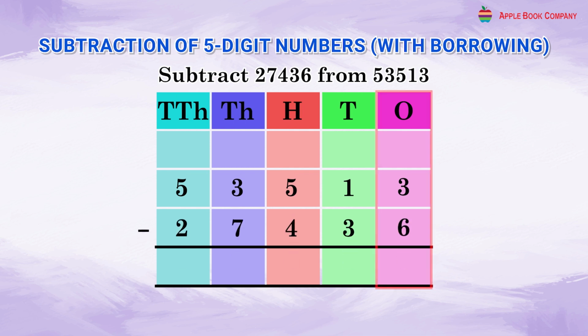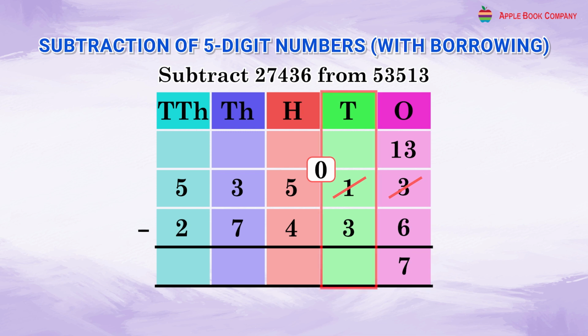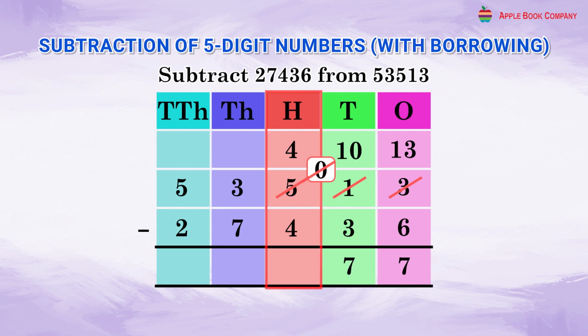Step 1. Subtract ones. 3 minus 6. Let's borrow 1 from tens place. So 1 becomes 0 and 3 becomes 13. 13 minus 6 is 7. In tens place we have 0. Let's borrow 1 from hundreds. 5 becomes 4 and 0 becomes 10. 10 minus 3 is 7. On hundreds, 4 minus 4 is 0.